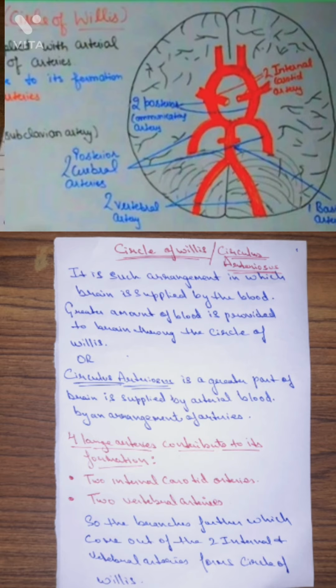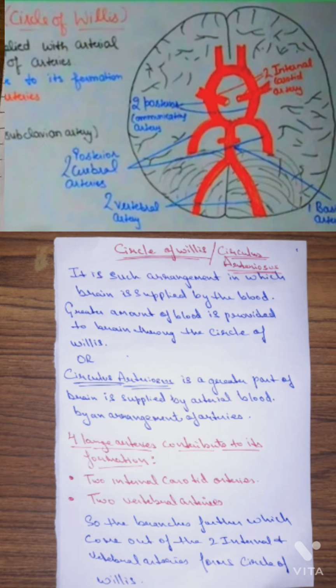It supplies a great part of the brain with arterial blood through an arrangement of arteries. So this is such an arrangement of arteries that the greater amount of blood supply is provided to our brain. Now I'm going to explain how the circle of Willis, or circulus arteriosus, the blood supply of the brain, works. I'm providing a diagram also. You can go through the diagram as I explain.